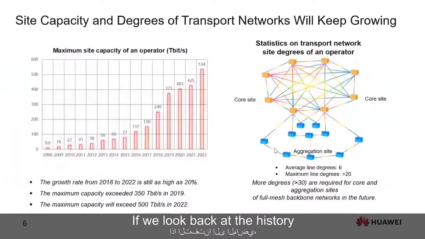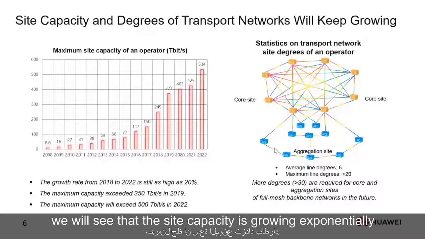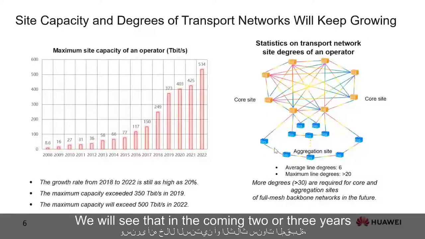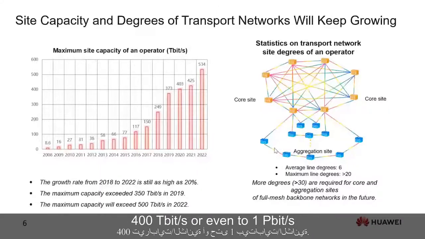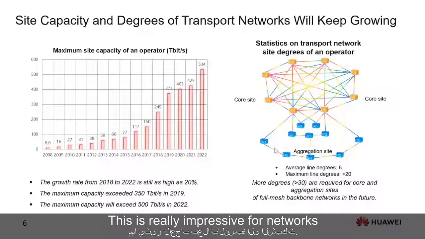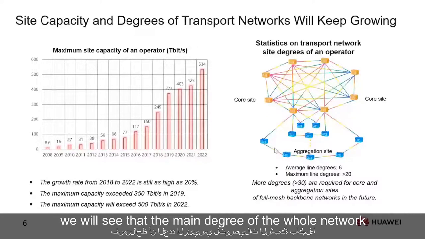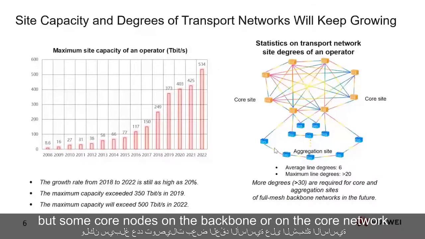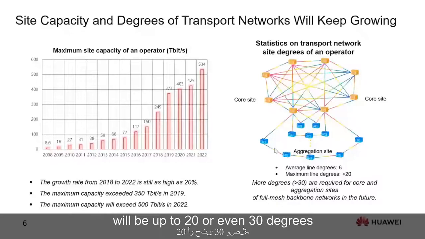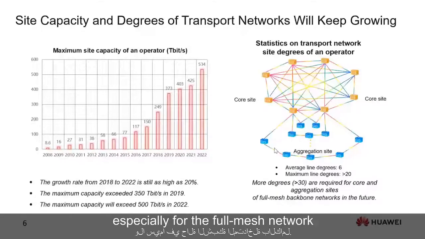If we look back at the history, we will see that the site capacity is growing exponentially. In the coming 2 or 3 years, the capacity of a site will reach more than 400 terabit or even 1 petabit. This really puts pressure on the network. And if we look at the node degree from the view of statistics, the mean degree of the whole network is generally 6 to 8, but some core nodes on the backbone or core network will reach 20 or even 30 degrees, especially for the full mesh network.